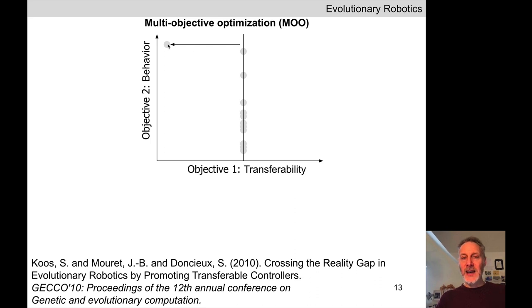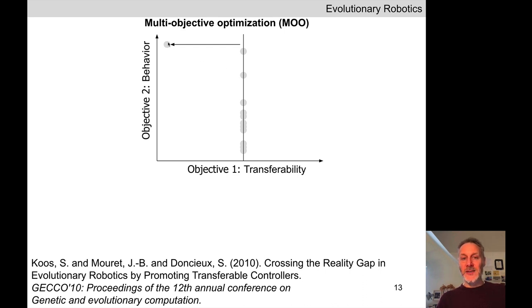This one has a low behavioral distance to this one, and it has a high behavioral distance to this one down here. So we're taking the minimum of those two behavioral distances, one that's very large and one that's very small. So the diversity of this one is very low. Okay, let's compute the diversity of this one.